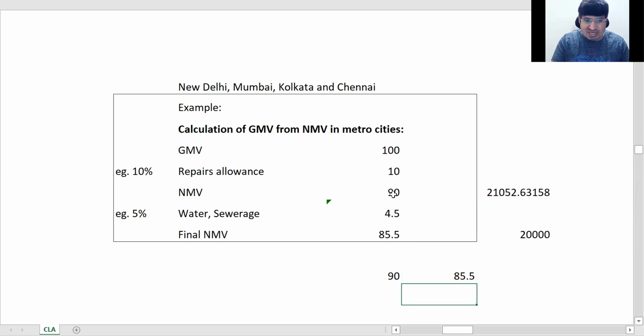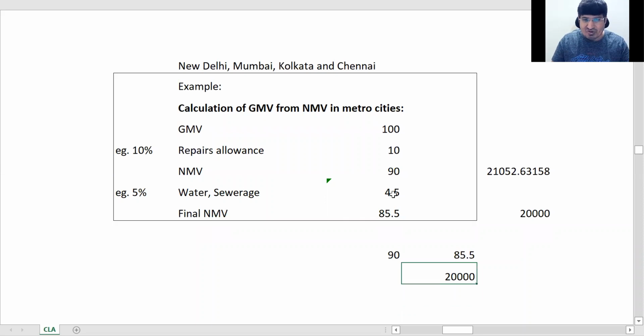Now if this is 20,000, how much is this? Correct, what do we do here? Cross multiply, right. 90 into 20,000 upon 85.5. This is what I did here: 20,000 into 90 upon 85.5. Okay, so then you will get this. And now you are here.